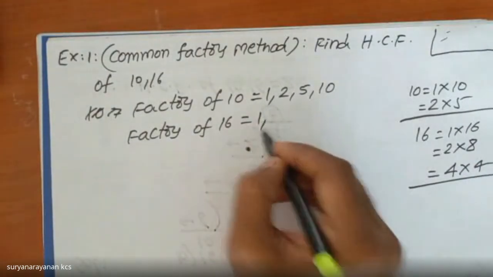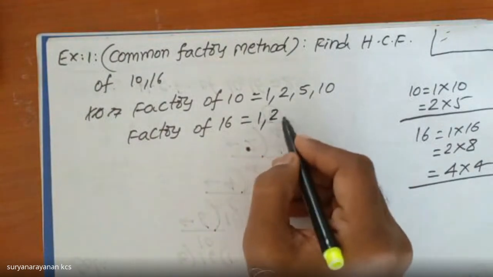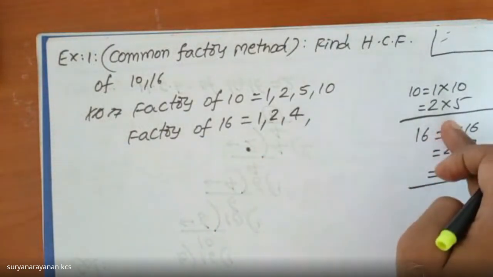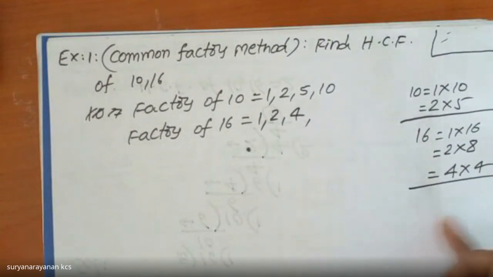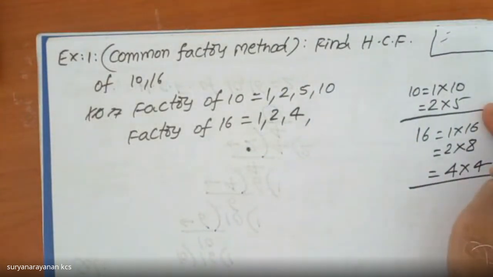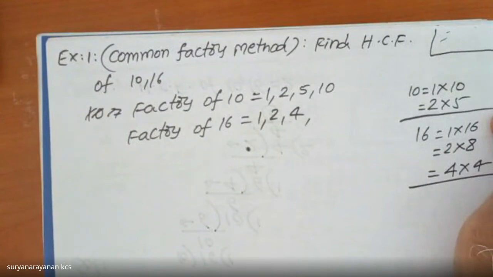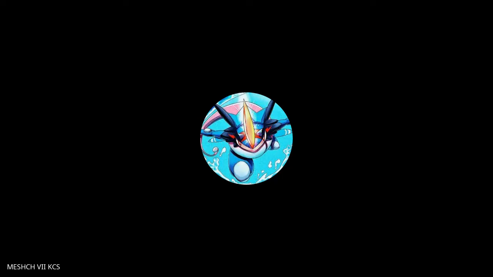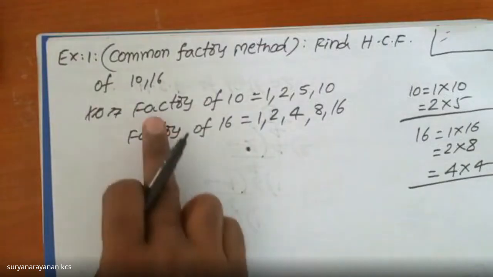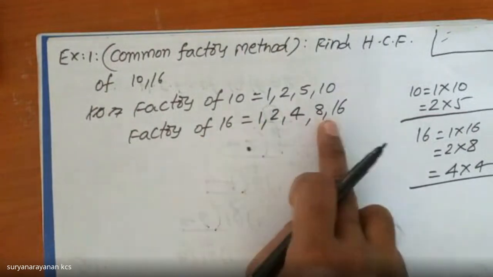So what are the factors? 1, 2, 4. From top to bottom, we write the first numbers. From bottom to top, in the reverse order, 4, already 4 we have written, 4, 8, 16. So these are the factors of 10, these are the factors of 16.